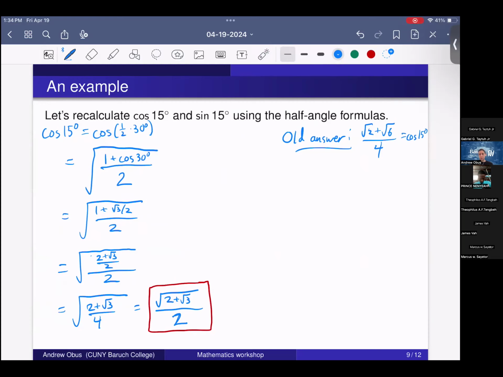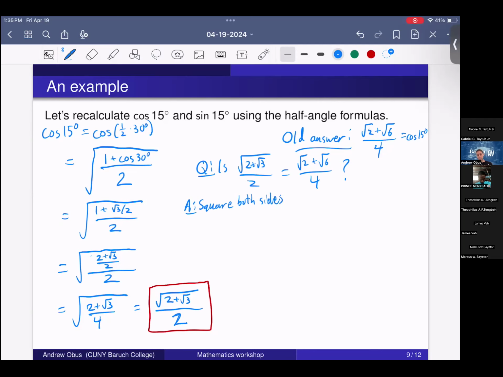So what we're going to need to do is check. So a question: is square root of 2 plus square root of 3 over 2 equal to square root of 2 plus square root of 6 over 4, right? Seems not necessarily true. Well, let's see. Maybe they're just two different ways of writing the same thing. Let's see what happens if we square both sides.